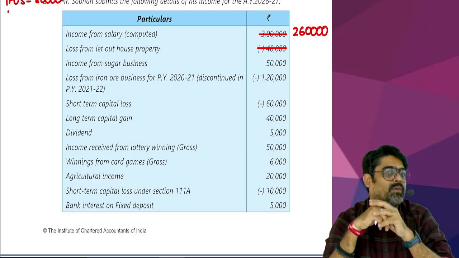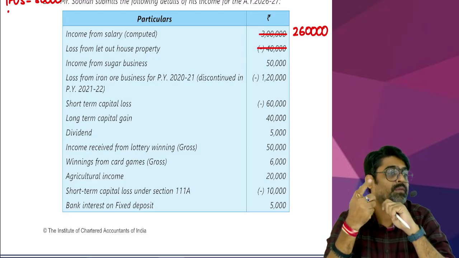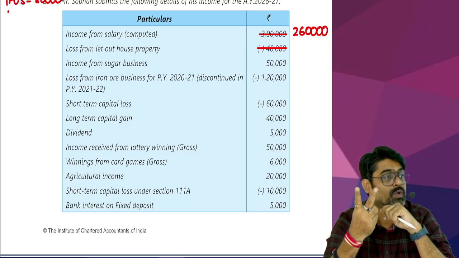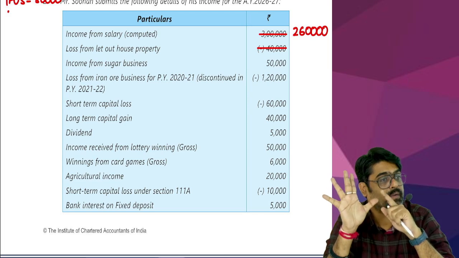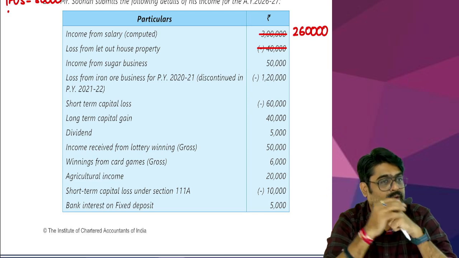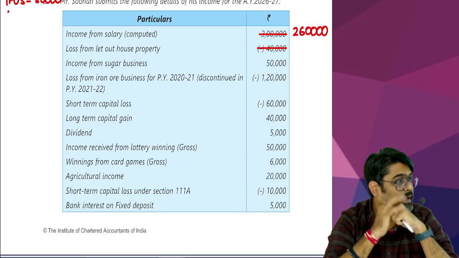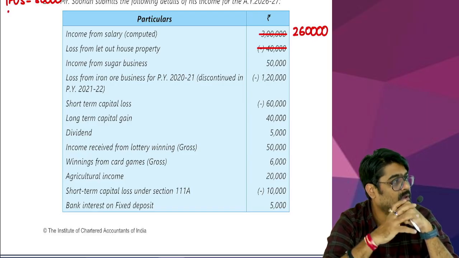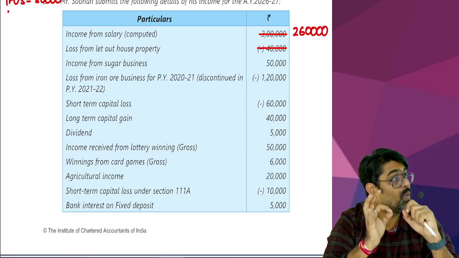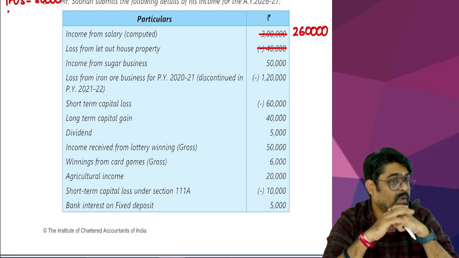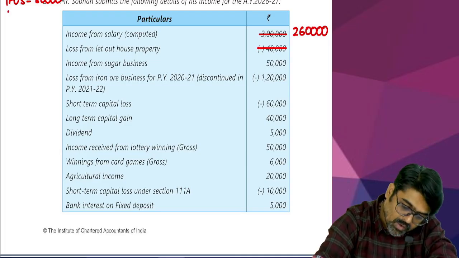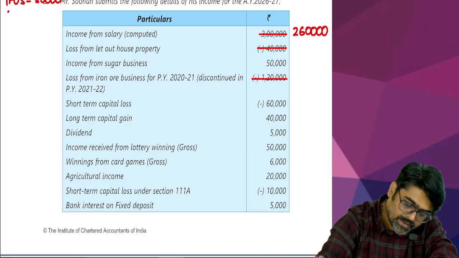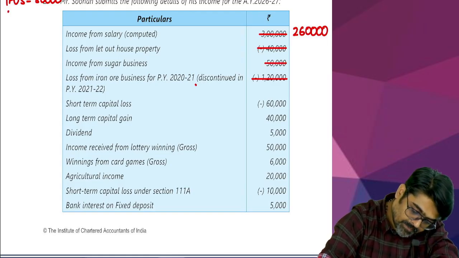Loss of which year? 2021. Carried forward the first time in which year? 21-22, 22-23, 23-24, 24-25, 25-26. This is the 5th year in which the loss is carried forward. In this year, the loss will be set off against which income? Only the business income of this year. Do you have any business income? Against that, this loss can be set off. So how much loss? 1,20,000 will be set off against 50,000. Still 70,000 loss will remain.